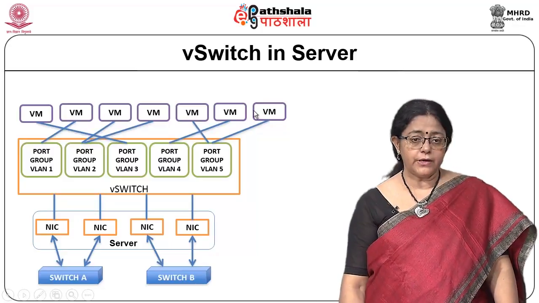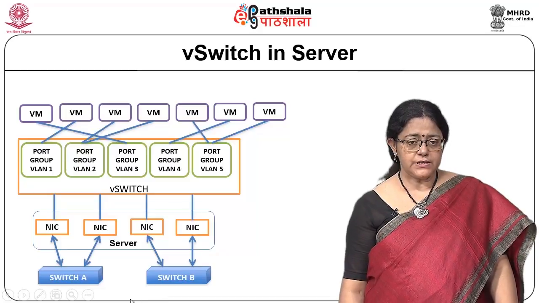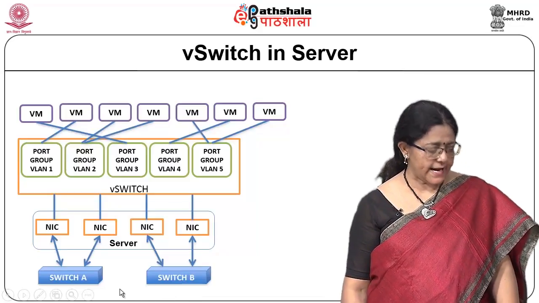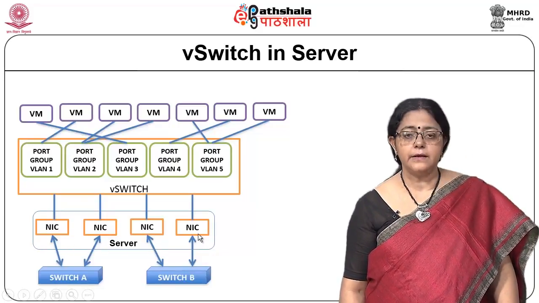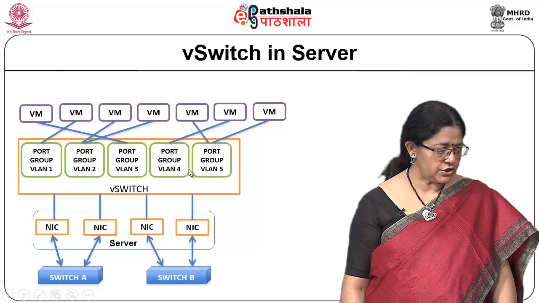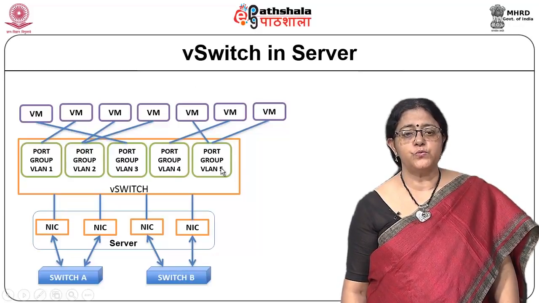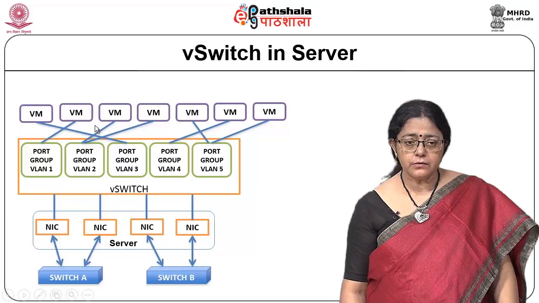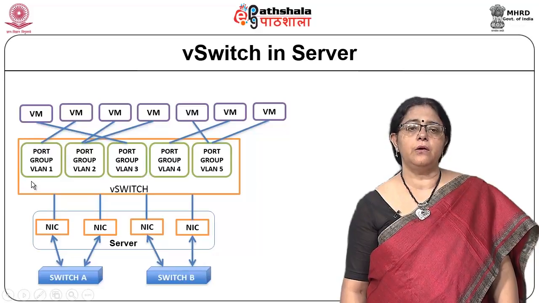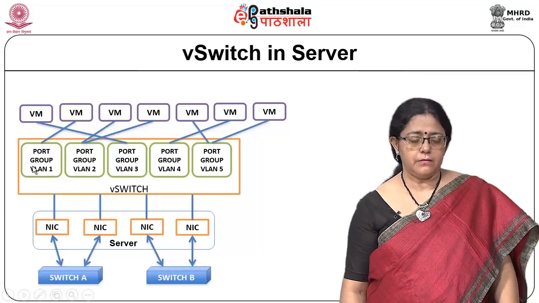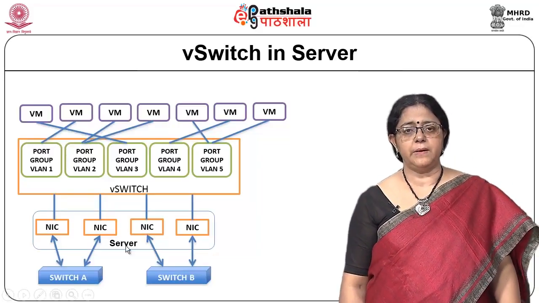So, here is the overall example of how things are done in a server. These are the two switches, switch A and switch B. This is the server having the NIC cards, the NICs, and using the switch we can have the different VMs connected to different groups. Whether the two VMs belong to the same server or not, they can be made to belong to different VLANs by using the VLAN segmenting mechanism.